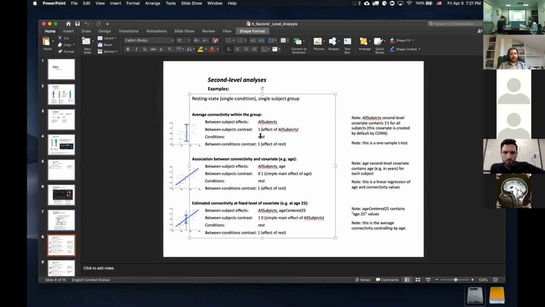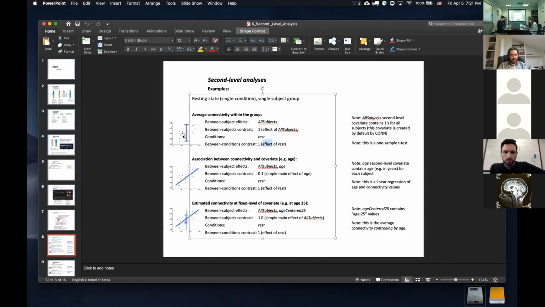And then if you have a single condition, let's say speech minus baseline, you just specify that single condition and enter a contrast of 1. What is happening is that you are creating a design matrix that has just a single column of all ones. The regressor coefficient for that value is going to represent the average activation within the group.